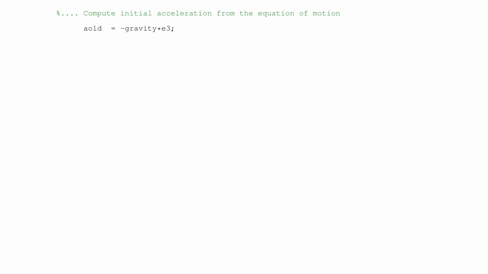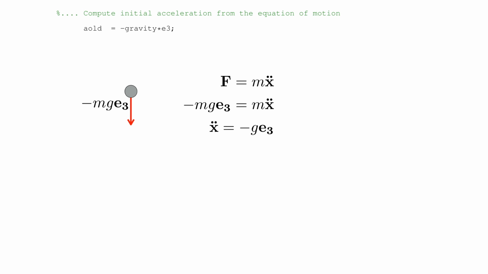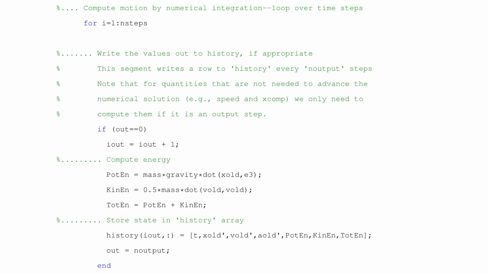So here's where you use the equation of motion for phase 1, which is projectile motion. So this should look very familiar. You just have your one force, which is gravity. You sum the forces, set that equal to ma, and then you have your equation of motion. Aold is going to be equal to minus g in the E3 direction.